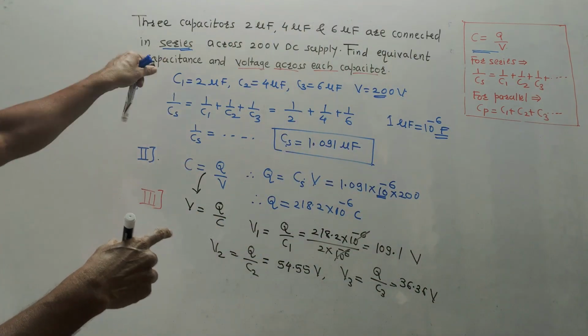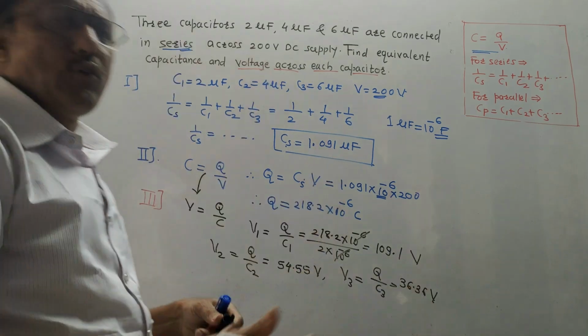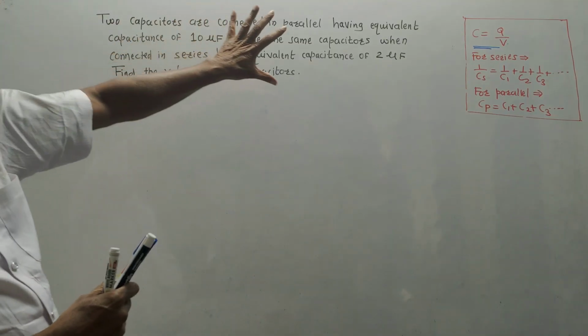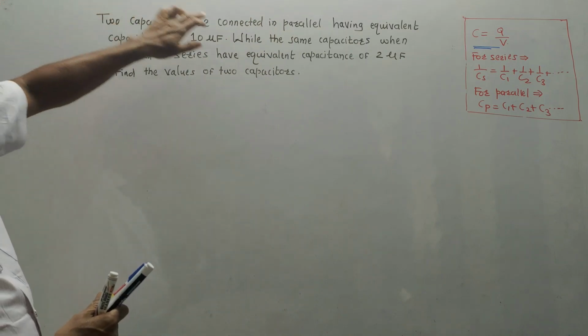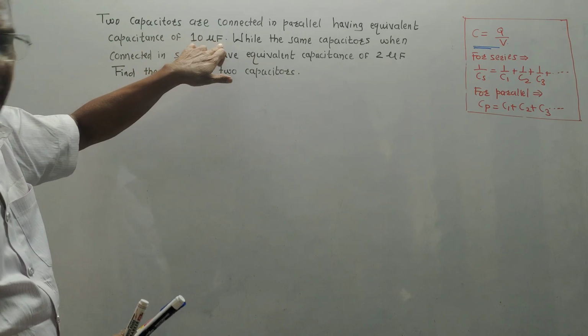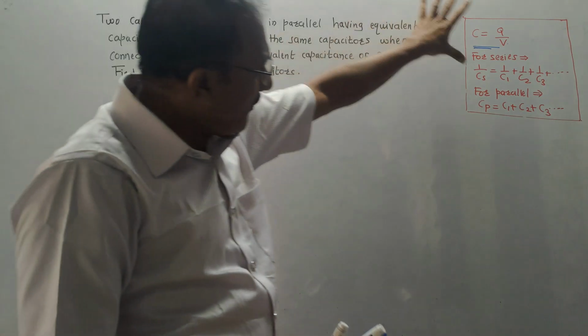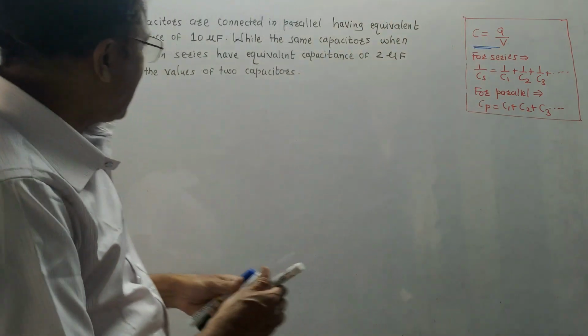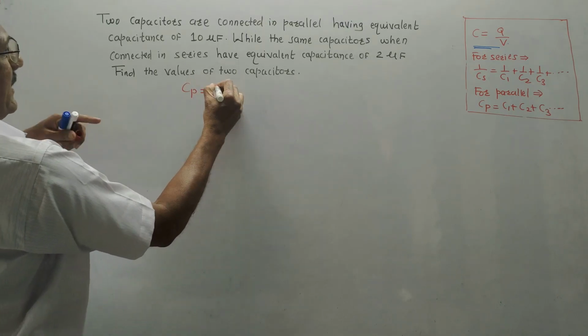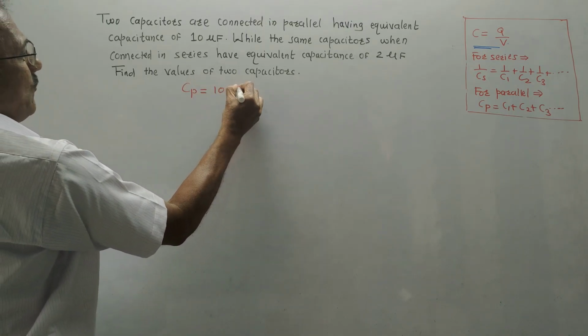This is one type of numerical. We solved it for the series connection. Let us solve few more numericals. Next problem, this is somewhat different numerical. Two capacitors are connected in parallel having equivalent capacitance of 10 microfarad. We have written the formula. The equivalent capacitance for parallel connection is denoted by Cp. Its value is 10 microfarad.